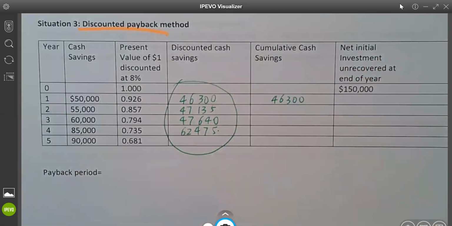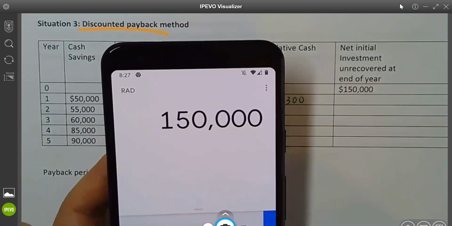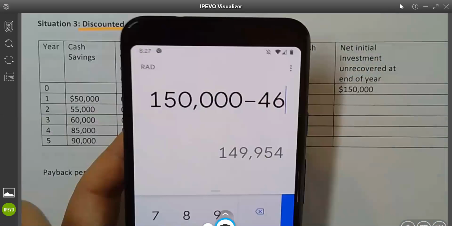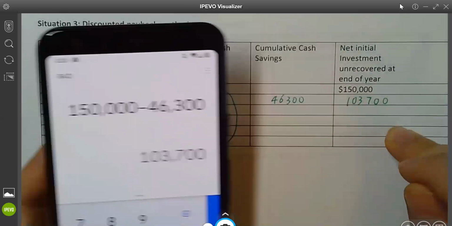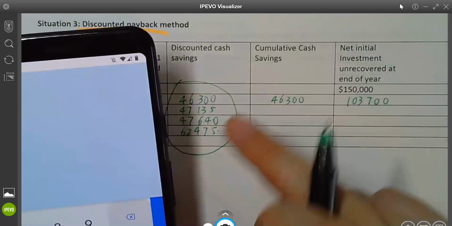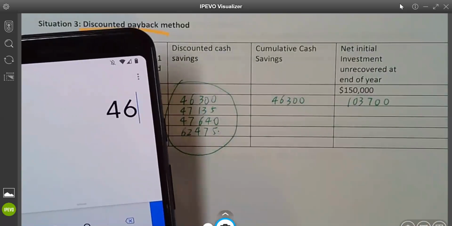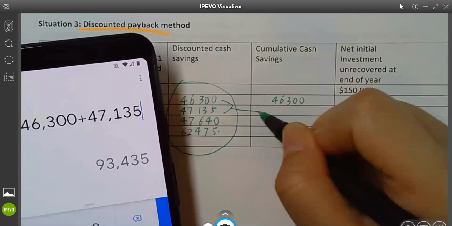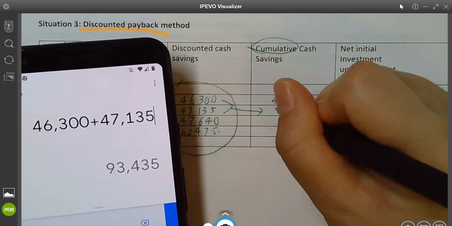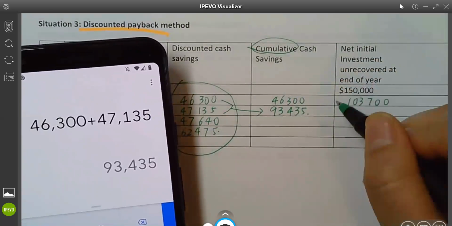So you still have the balance. How much? 150 minus 46300. So you still have 103,700, right? And then the second year you pay this, so your total cumulative is 46300 plus 47135. So after the second year, you have cumulatively paid 93435.